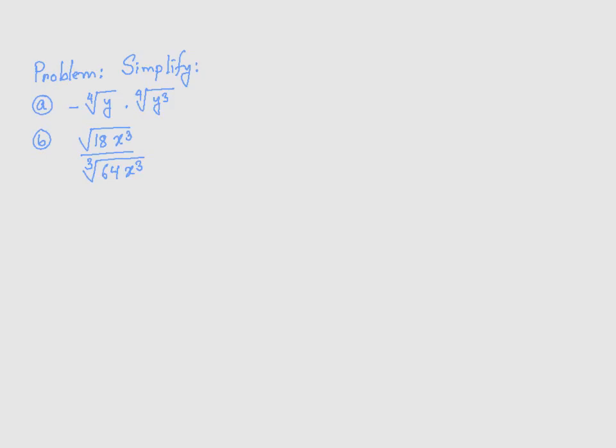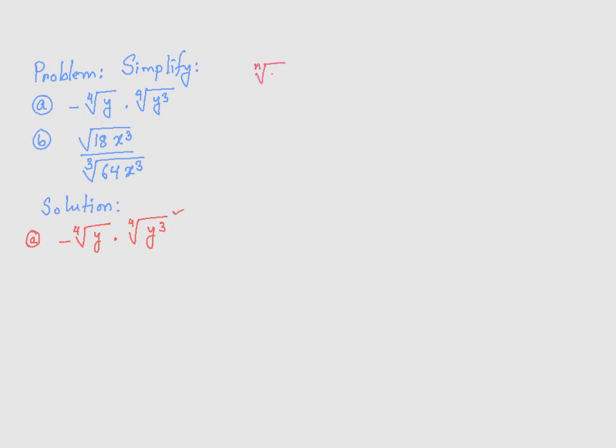In this video, I am going to simplify these radical expressions using the properties of radicals. Let's start off with the first problem, which is negative 4th root of y times 4th root of y cube. In simplifying this, I am going to apply this formula.